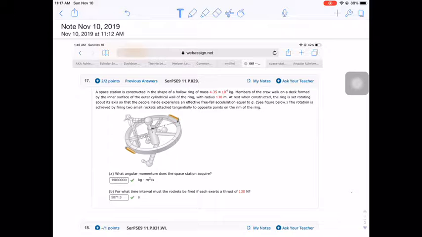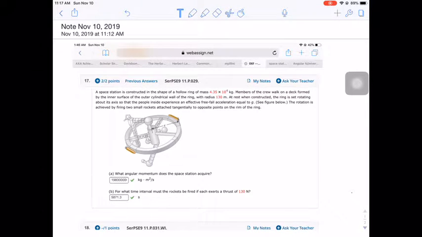Okay, this is Web Assigned 6F, number 17. It says, a space station is constructed in the shape of a hollow ring of mass 4.35 times 10 to the 4th kilograms. Members of the crew walk on a deck formed by the inner surface of the outer cylinder wall of the ring, with a radius of 130 meters.